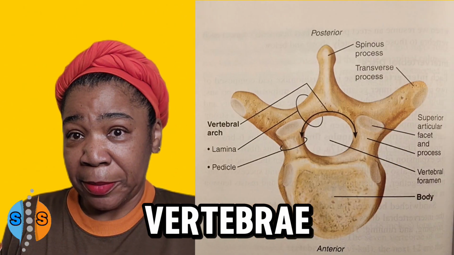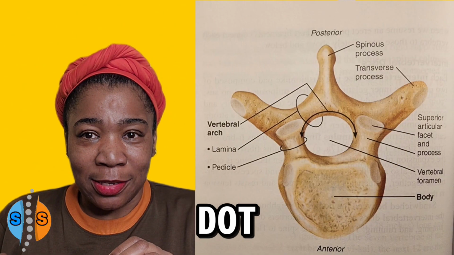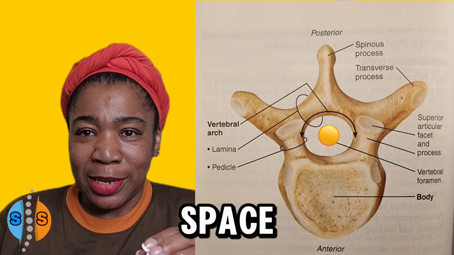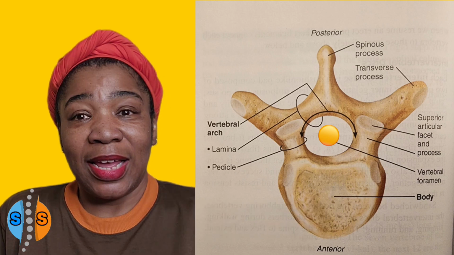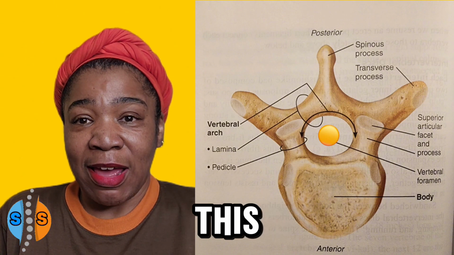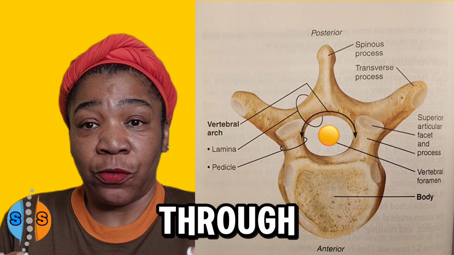This is a vertebrae, so I'm going to show the spinal cord as a yellow dot. Notice that there's space around the spinal cord and there's nothing touching or compressing it. In a healthy spine, this canal is open, allowing the spinal cord and the nerves to pass through freely.